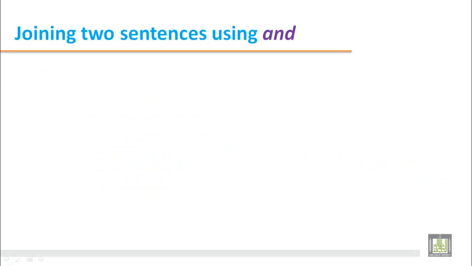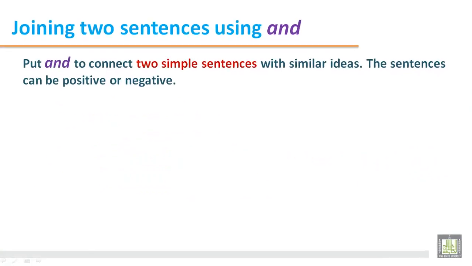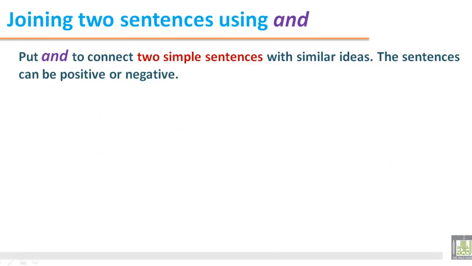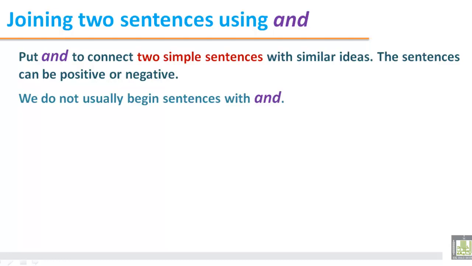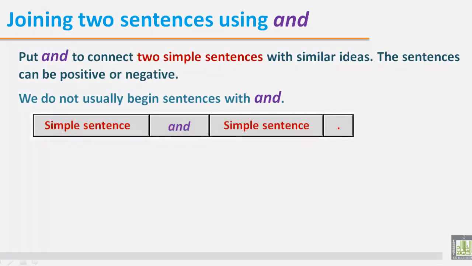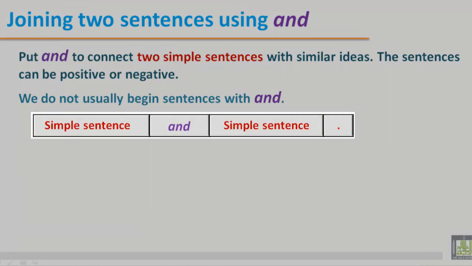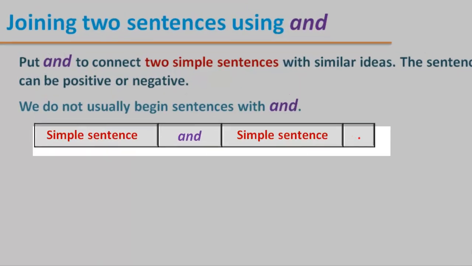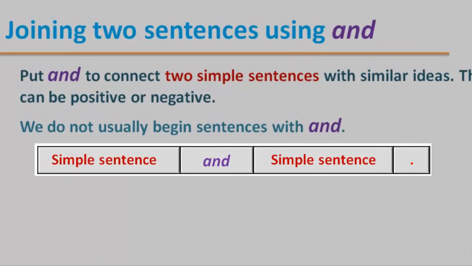Joining two sentences using AND. Put AND to connect two simple sentences with similar ideas. The sentences can be positive or negative. We do not usually begin sentences with AND. This structure will show you how to connect two simple sentences with AND. In between two simple sentences, we have to put AND as a conjunction.